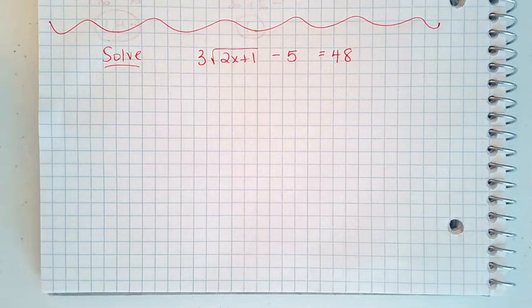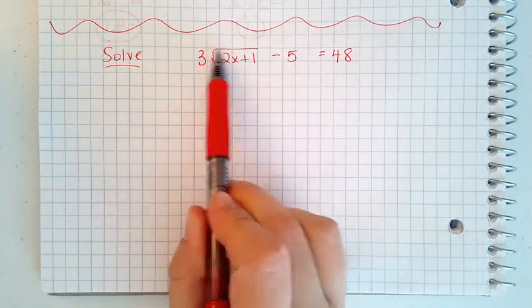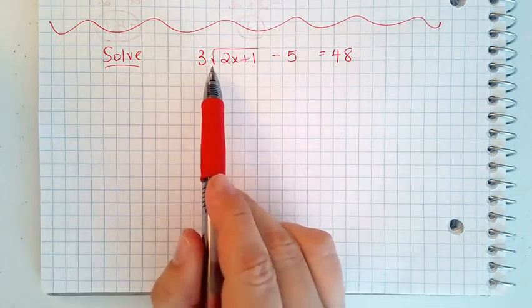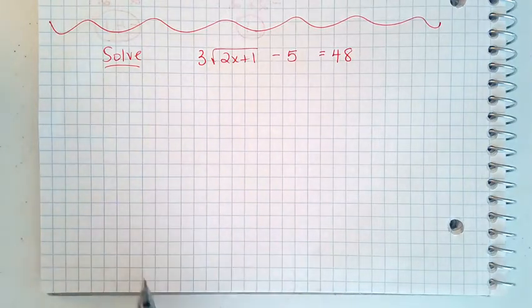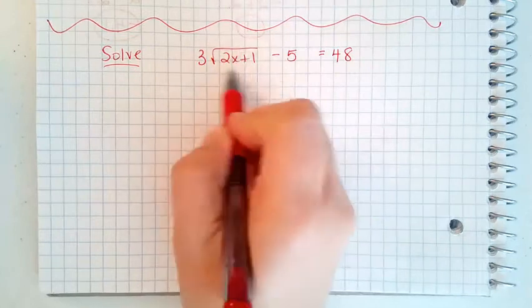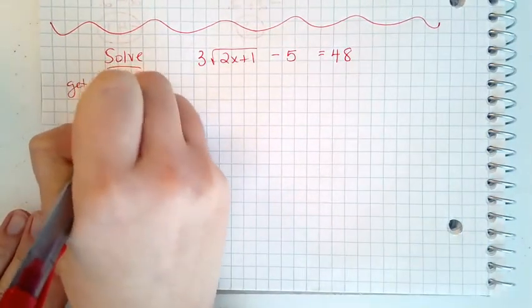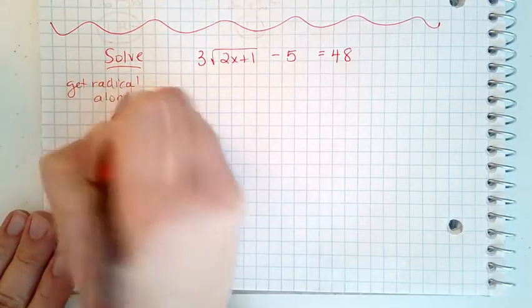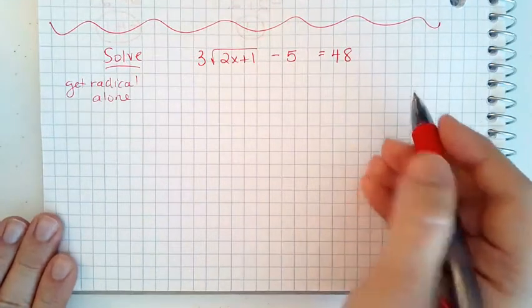Okay, so now I have a radical equation. So I've got this radical symbol in here, and ultimately, just like in quadratic equations in vertex form, we're trying to get the parentheses alone. In here, we're trying to get the radical by itself. And once we do that, we can square both sides to find the answer.